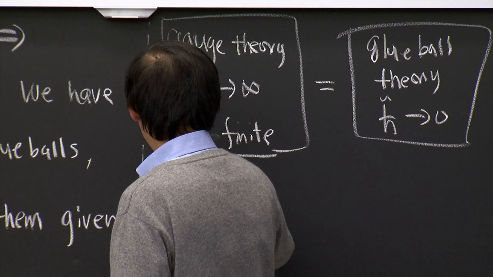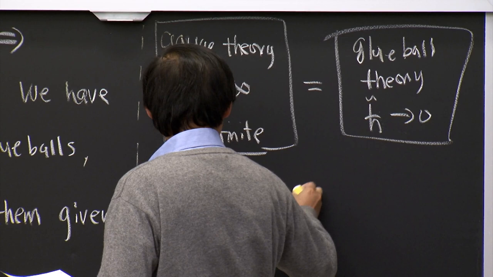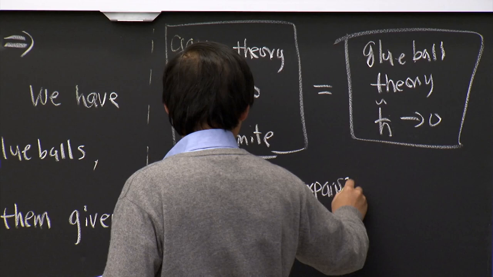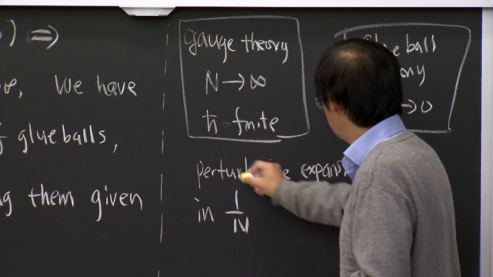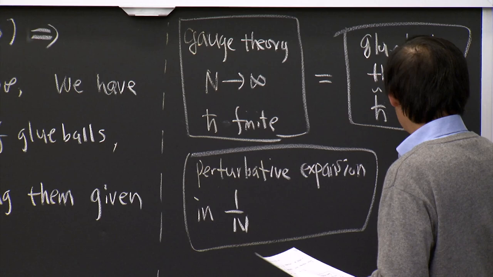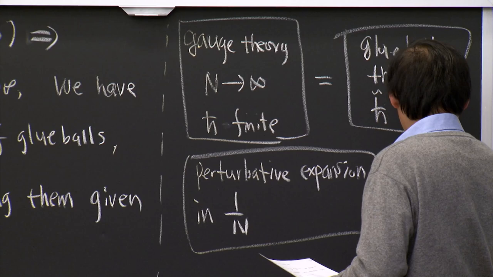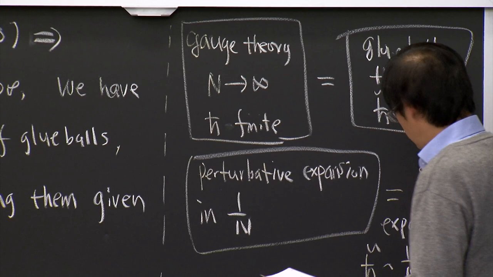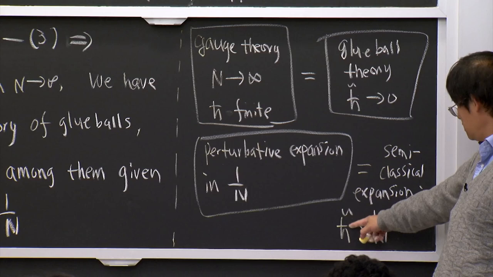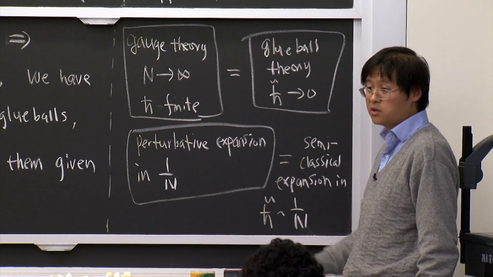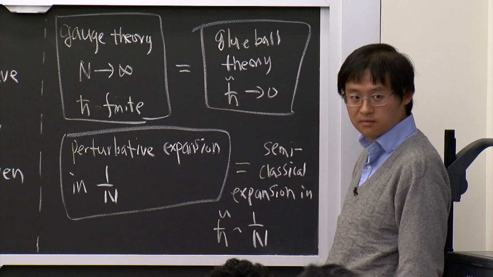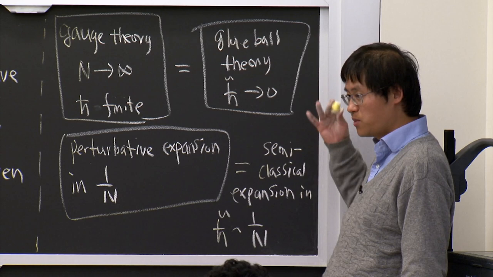Here you can do a perturbative expansion in 1 over n. This is just the leading order. On this side, it's some kind of semi-classical expansion in this h tilde, which of course should scale as 1 over n. So on this side, when h bar tilde goes to 0, of course you have a classical theory, but then you can do an expansion in h tilde, and this is what we normally call a semi-classical expansion. So the large n expansion translates into a semi-classical expansion when you translate into this global language.